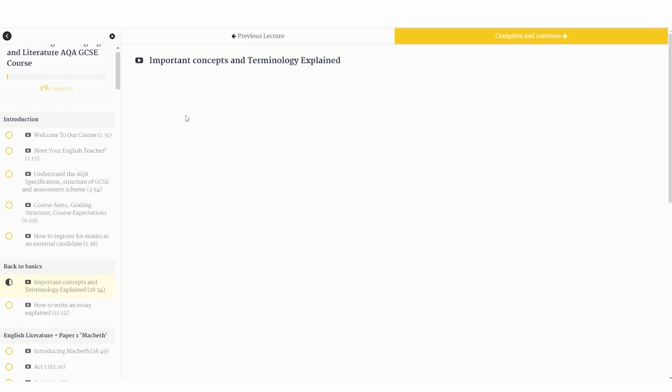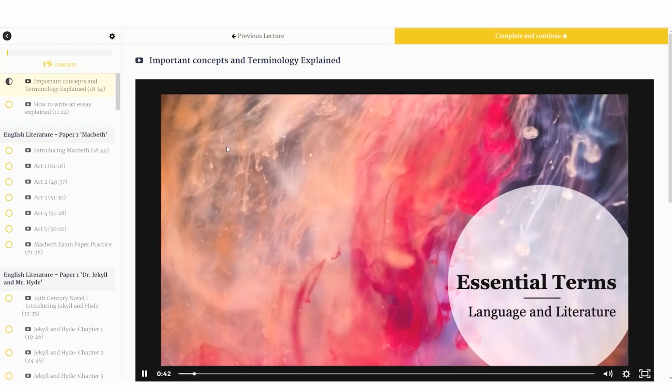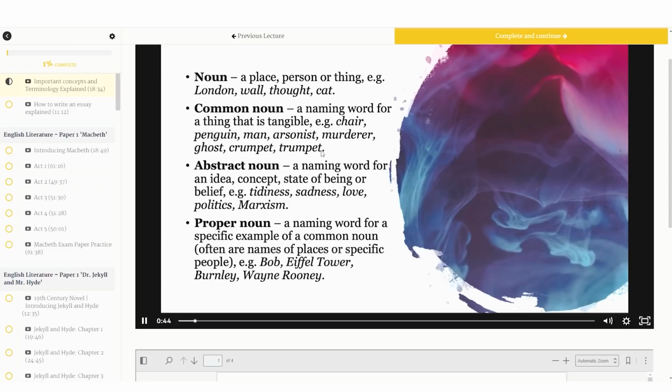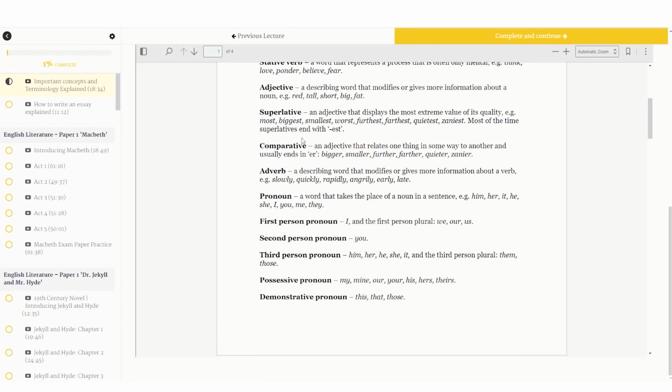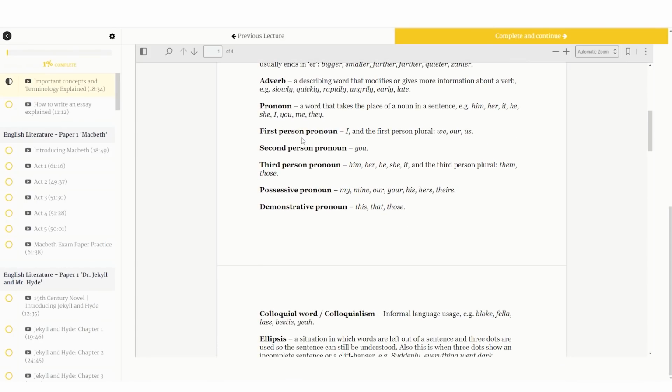For example, here under the important concepts and terminology explained, you actually get an entire video explaining all of the language terms, but then you also get a document telling you what everything is so that you can quickly revise all of those individual terminology. Basically filling in those gaps that may have arisen due to the current situation, giving you that solid foundation that you need to go on and do all of the revision that I've just outlined that got me that 9. But also if you haven't missed anything, it basically just allows for easy revision of all of those fundamentals, so that could be quite helpful.